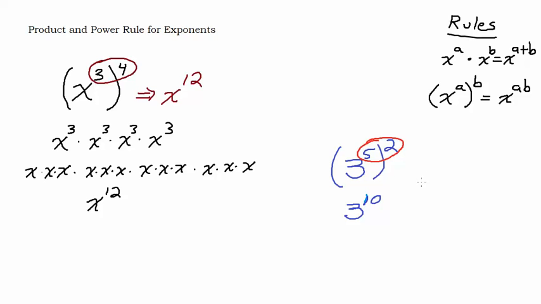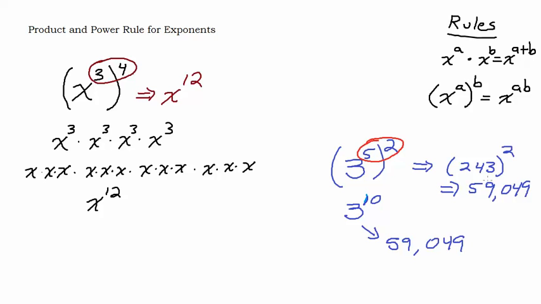Let's verify that this is true. So 3 to the 5th power, if I did it this way, is 243. And then if I squared that, this comes out to be 59,049. If I punch in 3 to the 10th power on my calculator, you end up with the same thing. 3 to the 10th is 59,049. Those are kind of big numbers, so you could punch it in on your calculator and see that that's true. Maybe we should show one of those with some smaller numbers that you could do in your head.